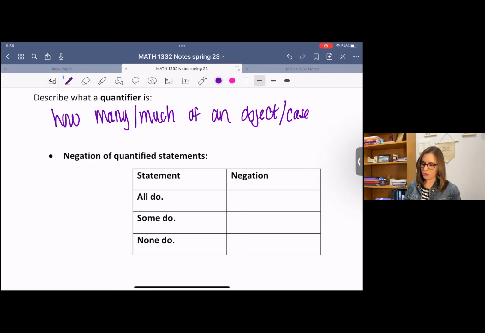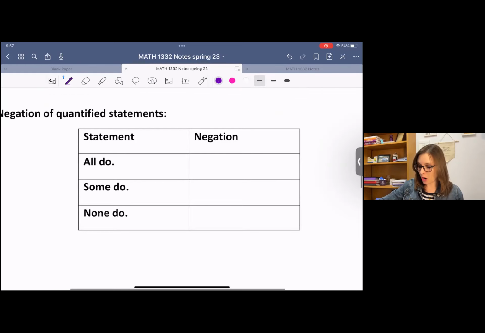Okay, and then to negate quantifiers, you kind of just have to find the opposite. So like in the inequalities, if it was not less than, then that means that it had to be greater than or equal to. So we're kind of doing that here a little bit too. The opposite, or the negation, of all do would be that some do not.